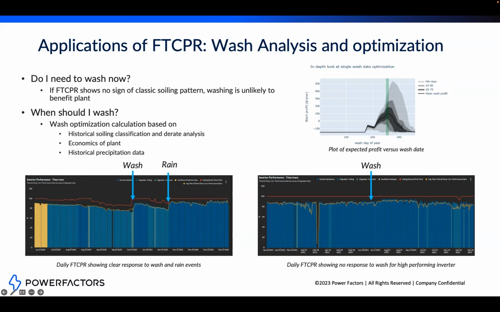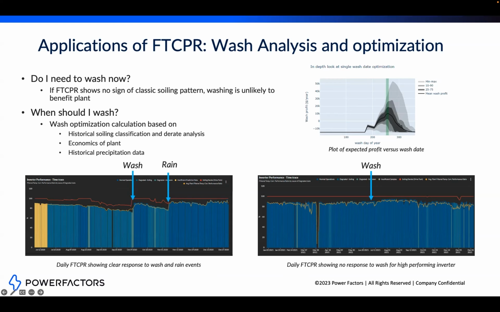So once Drive has at least one year of historical soiling characterization, we can generate a wash optimization for a site. This requires information on the economics of the plant and washing, as well as historical precipitation data. Most plants within Drive that have soiling have a seasonal soiling pattern and are washed clean by precipitation after the dry season. After taking in historical soiling and precipitation data, we get the plot in the upper right corner. This shows a mean wash profit, which increases as soiling rates increase and then decreases as the chance of rain increases. The y-axis shows the expected profit from the wash, which is a little hard to see, but most days have a negative expected profit.